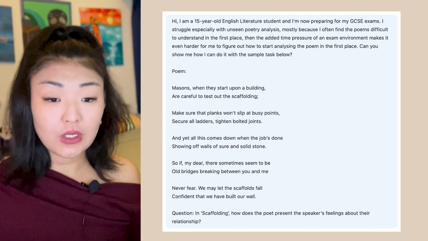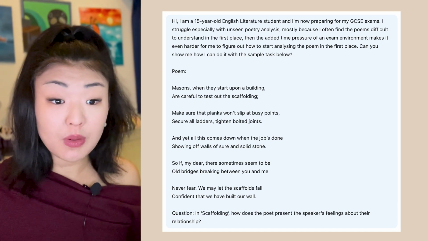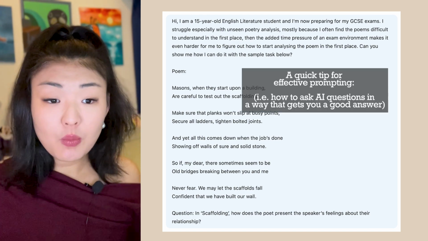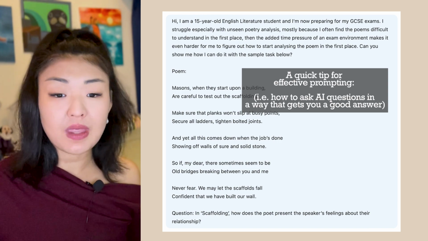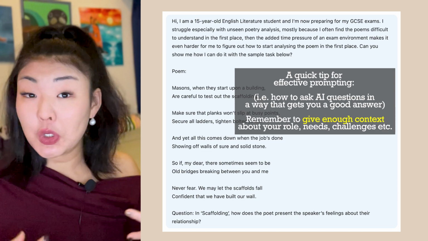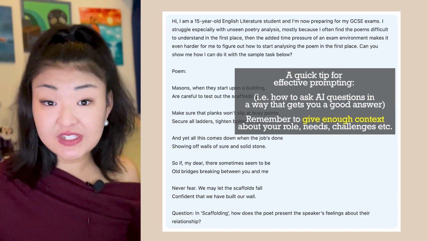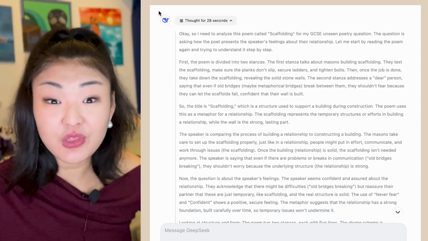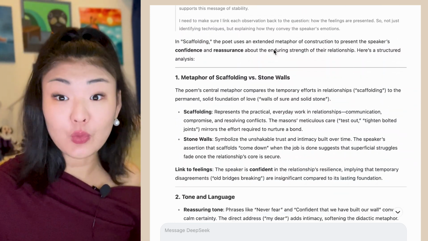And then I also follow it up with, of course, the question, which is, in the poem Scaffolding, how does the poet present the speaker's feelings about their relationship? So notice that even with the way we prompt, which basically means the question that you input into the AI system, it's important that you give some context regarding who you are and a basic overview of the challenge that you're facing and specifically that you want the AI to help you solve. I am here focusing on the thought process. We're not going to actually even look at the final product because it's the raw thinking process that is the point here, right?